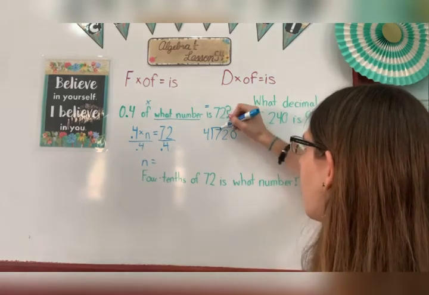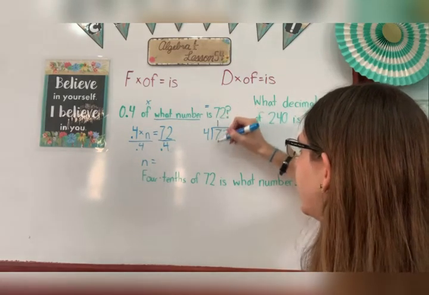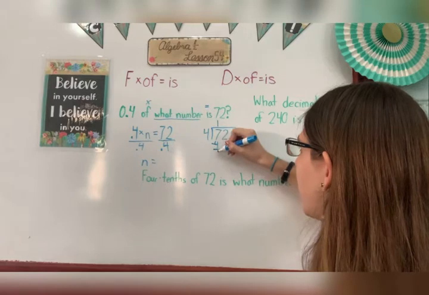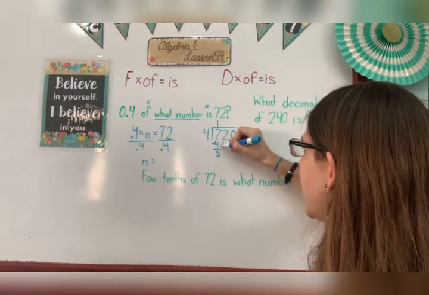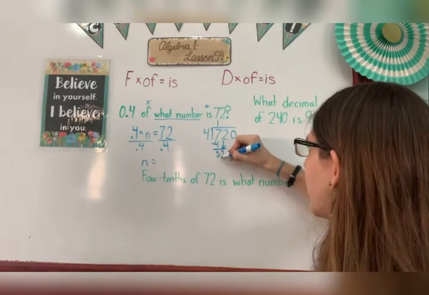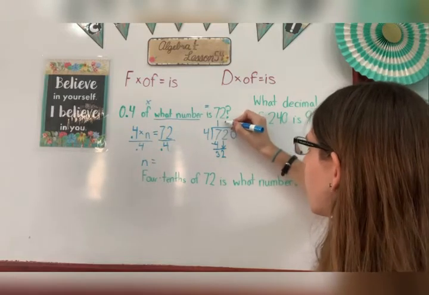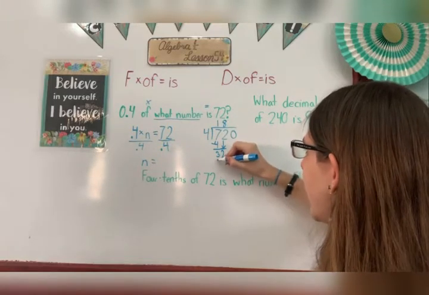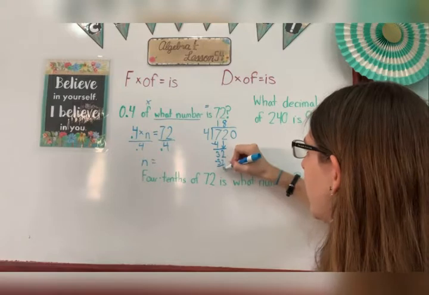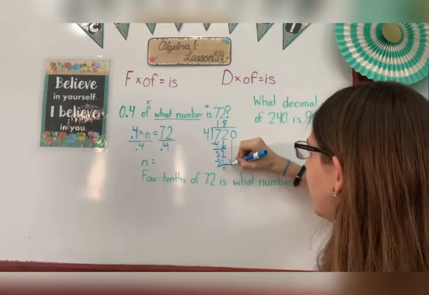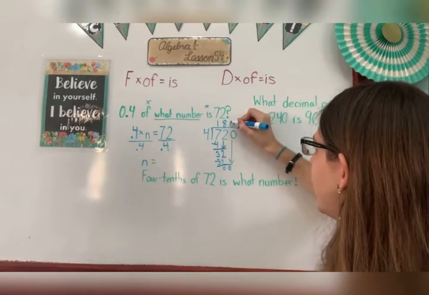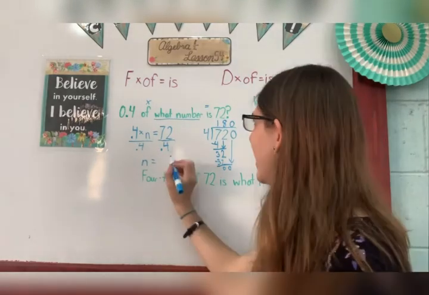Okay? So 7 divided by 4, one time. Let's do my division. 7 minus 4 is 3. 3 is less than 4, so I can bring down my 2. 4 goes into 32. 8 times 4 is 32. That's a 0. Bring down my 0. 4 goes into 0, 0 times. So n equals 180.